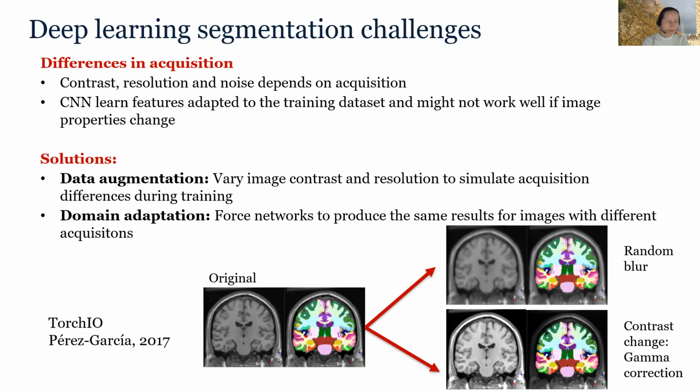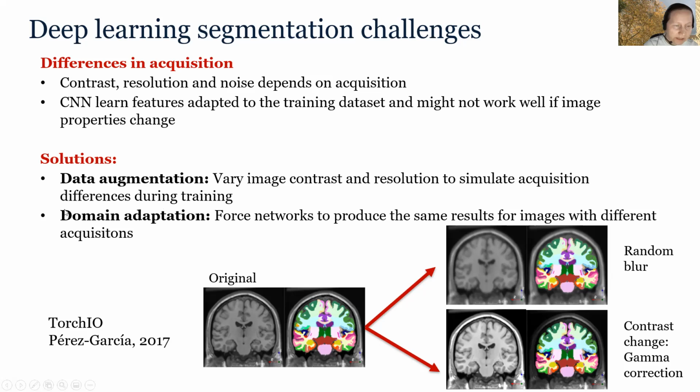So again, there are solutions. The obvious one is data augmentation as usual. We can vary image contrast and resolution to simulate acquisition differences. So for example, here you can see random blur, which simulates lower resolution, or we can use gamma correction to change the contrast. And that can go a long way to adapt to the different scanning protocols.